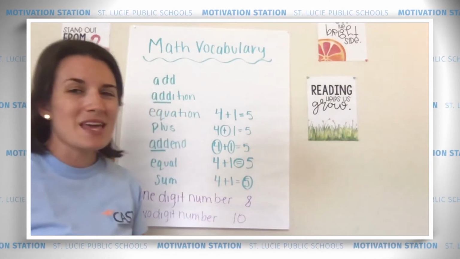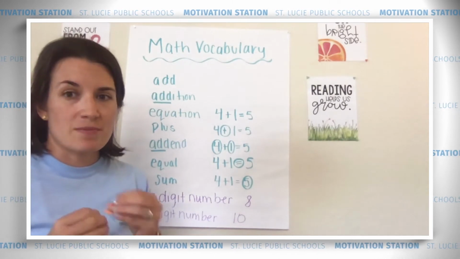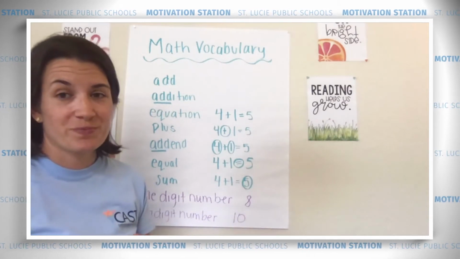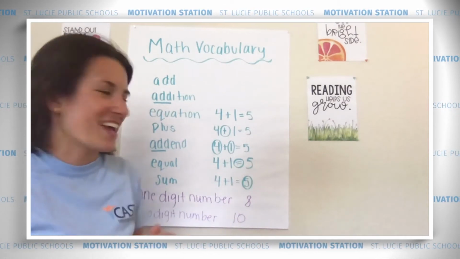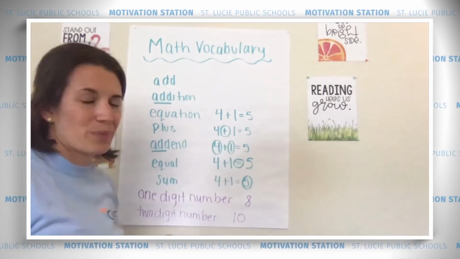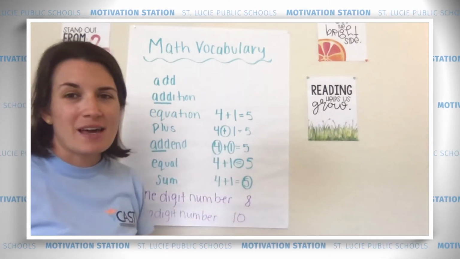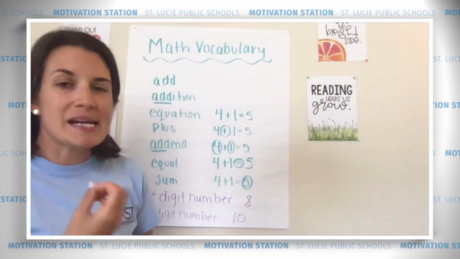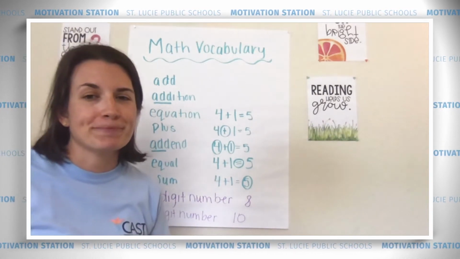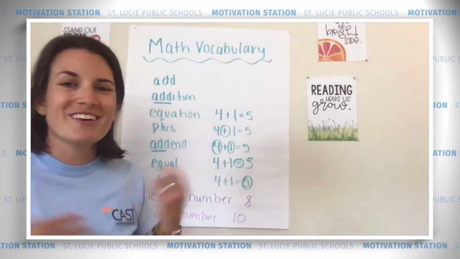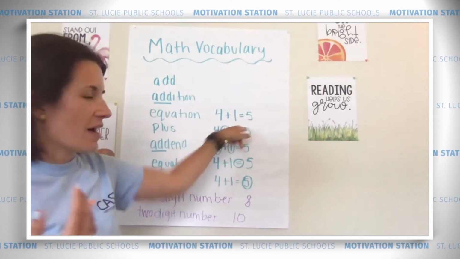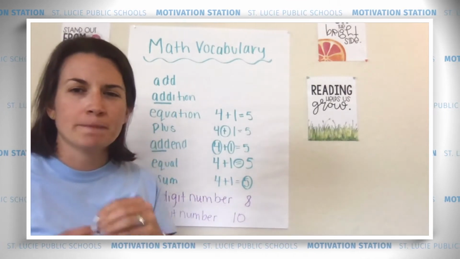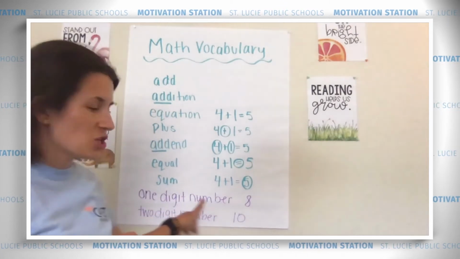Okay. I'm thinking of the word, and it means that the two numbers that you use to add together in your equation. What is that? You're right. Addends is the numbers that you use to add together. Okay. Now I'm thinking of a word, and it means when you are using the symbols and numbers together. What is that? You're right, an equation, like 4 plus 1 equals 5. Now, I'm thinking of this word, and it's when you only have one number. You're right, a one-digit number, like the number 8.